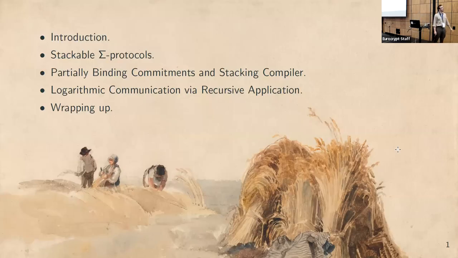So first, I'm going to give a bit of an introduction: the notation for the Sigma protocol, some prior works, and where everything fits in. Then I'm going to introduce stackable Sigma protocols, which is the property that we need in order to be able to prove space-saving disjunctions. Then I'm going to give a primitive called partially binding commitments, and then I'm going to be able to present our compiler. Then I'm going to talk about how we get logarithmic communication via recursively applying the compiler over and over again. And then finally, some wrapping up.